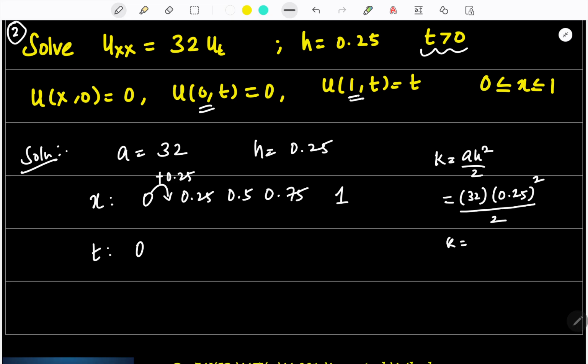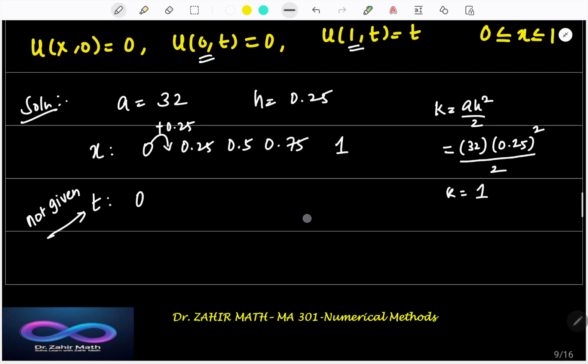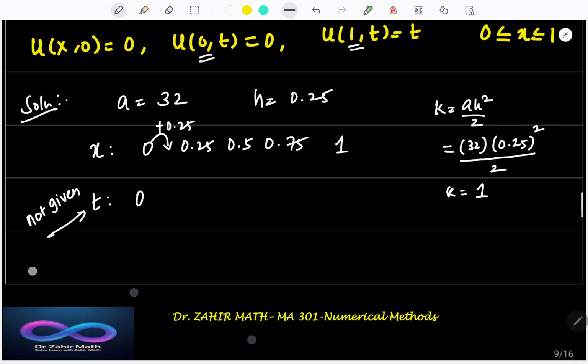Equal to k. One minute. Where is the calculator? It's here. Okay. So k is 32, bracket close, and then 0.25, bracket close, square, divided by 2. It's equal to 1. So the k value I'm getting is 1. So t is not given, so it is your choice. I feel you should go for at least 3 steps, but 4 is better. You can say like that, but 3 is okay.